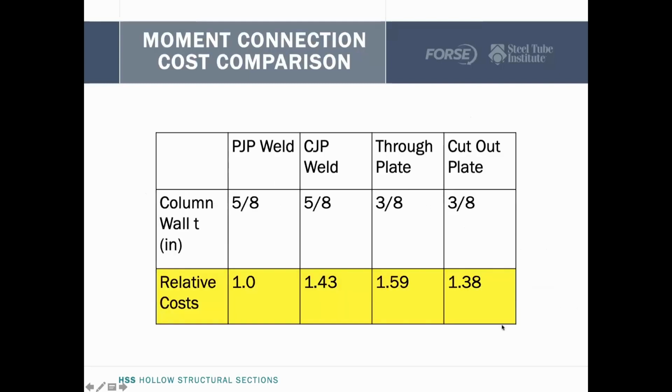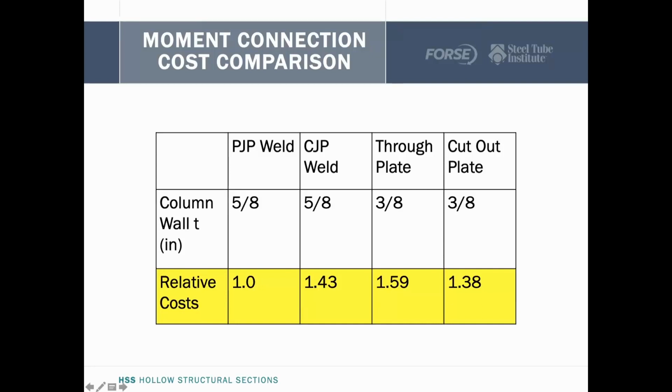So, to give you an idea of the relative costs, this is very difficult to quantify based on the region and the type of fabricator you're talking about. So what I did is I surveyed about 5 or 6 fabricators, and then I averaged their costs, and I set the PJP weld as being the least expensive. I set that as 1 and went up from there. So you can see these costs definitely include the material costs. Although the PJP and the CJP weld material is thicker and therefore more expensive, you're still going to end up with the PJP weld being the least amount of cost here.